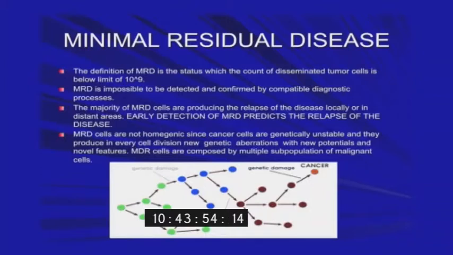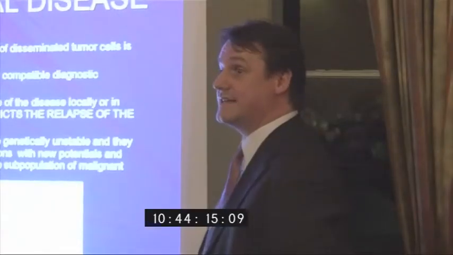So MRD cells, it's impossible to detect them, so we need more sensitive techniques to detect them. And from here you can see that we are talking about multiple subpopulations at the end, up to here. So we have 1, 2, 3, 4. All those cells exist inside the bulk of the primary tumor.